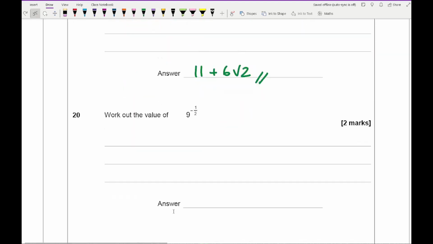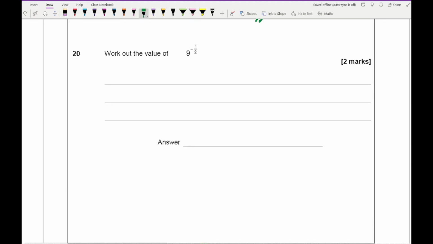Then for question 20, it says work out the value of 9 to the power of minus a half. So for this, again, recognizing the power of a half means square root, and a minus means that we just need to write the reciprocal. So this is actually going to equal 1 over root 9, which gives me a simplified answer of 1/3.